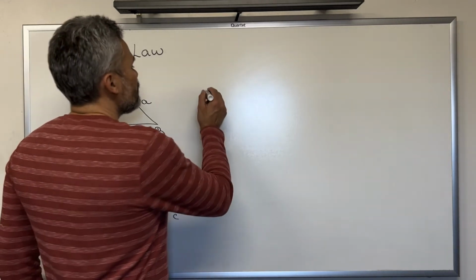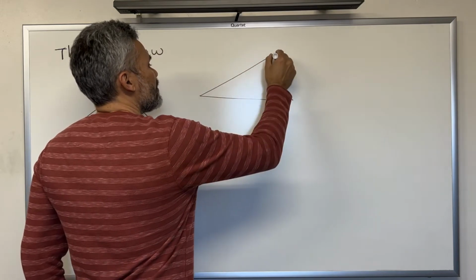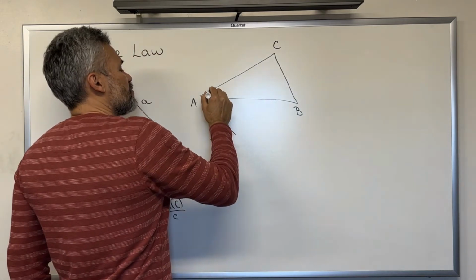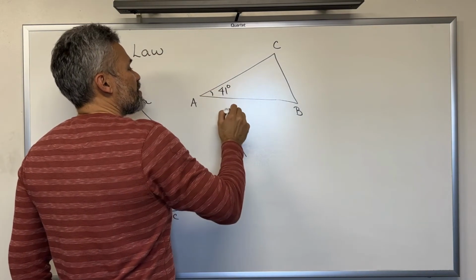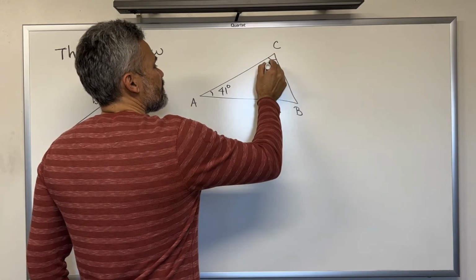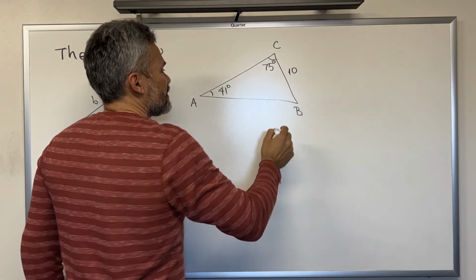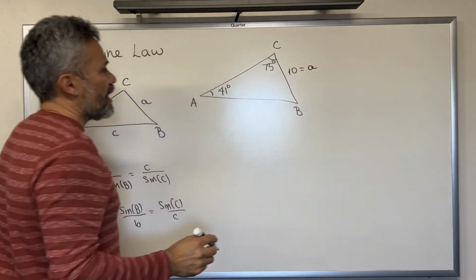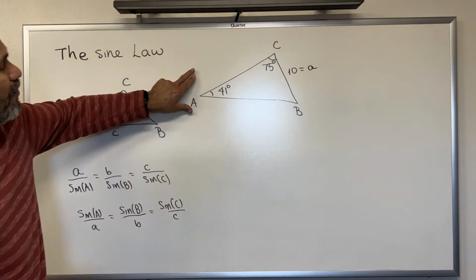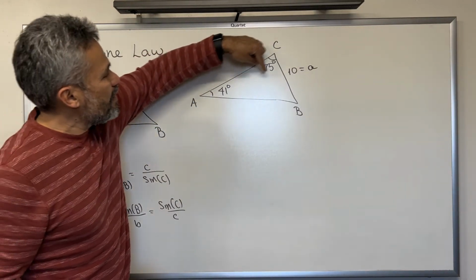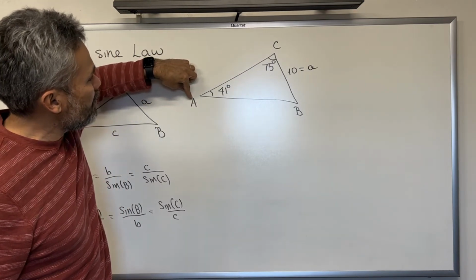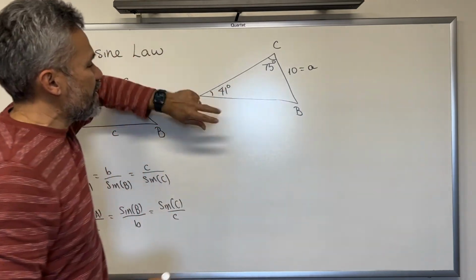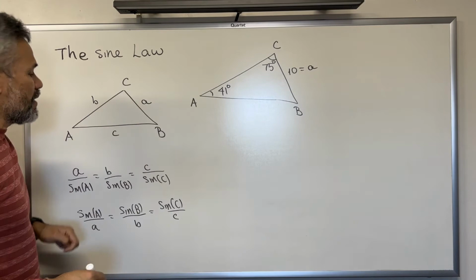Let's do an example. Let's suppose that we have here A, B, and C, and let's suppose that this is 41 degrees, that this is 75 degrees, and that this is 10. Notice that in this case, this is A, and anytime we have a triangle, and we know what I call a pair. A pair is when we have an angle and the side opposite to the angle. Then here we have a pair. Then anytime we have a pair, we use the sine law. Let's use the sine law.